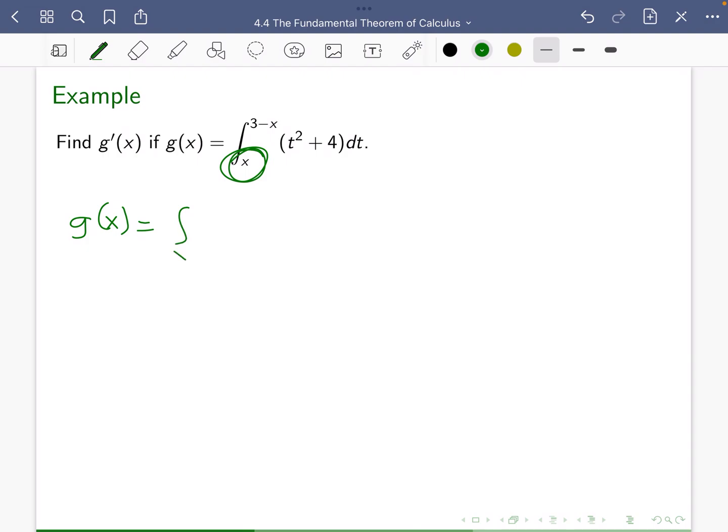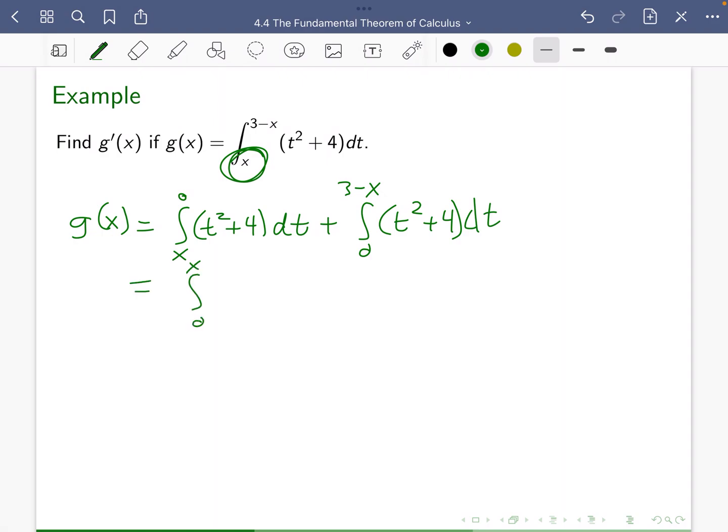So we have the integral from x to 0 of t squared plus 4 dt, plus the integral from 0 to 3 minus x of t squared plus 4 dt. And then we will flip the limits of integration on this first one. When we flip them, we negate that integral.